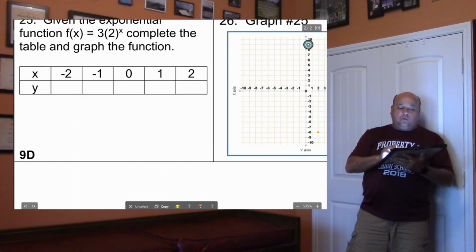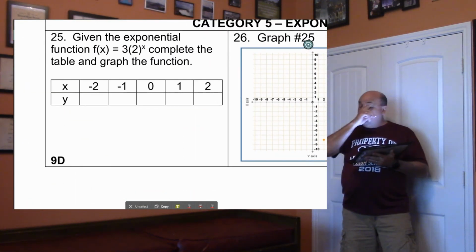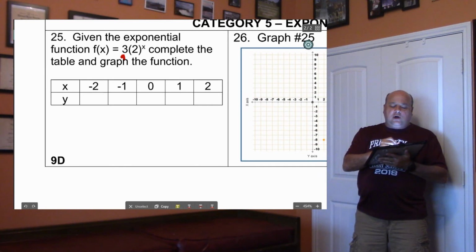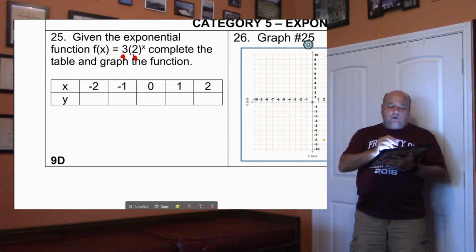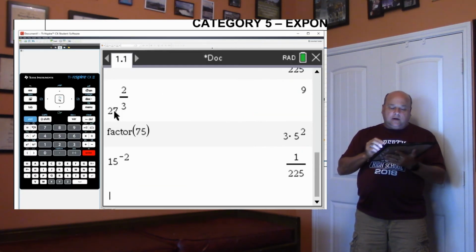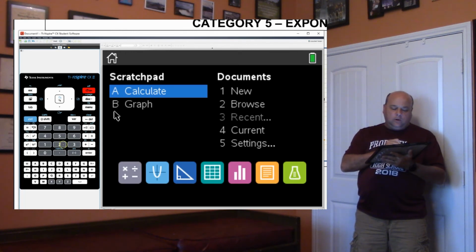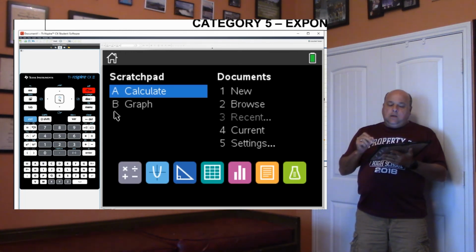Let's go to number 25, okay? So remember, this is my A term and this is my B term. We just did a lesson over this, or a unit. So we're going to, let's just graph 3 times 2 to the x. Okay, so go to your calculator, hit home. We're going to go to graph B.